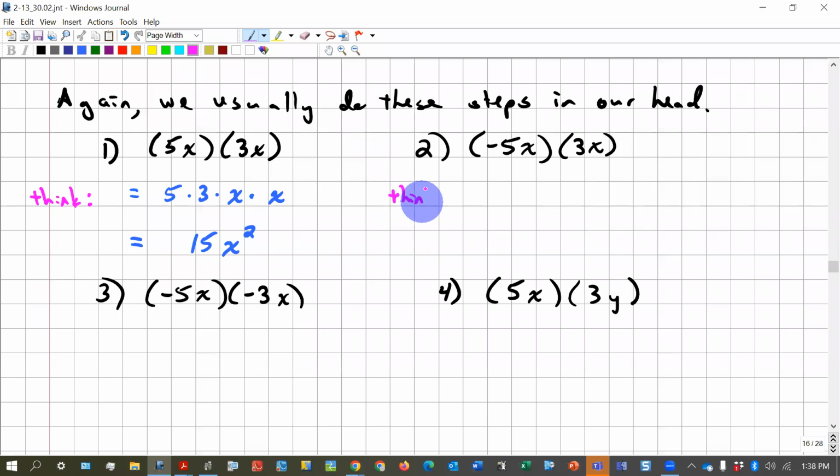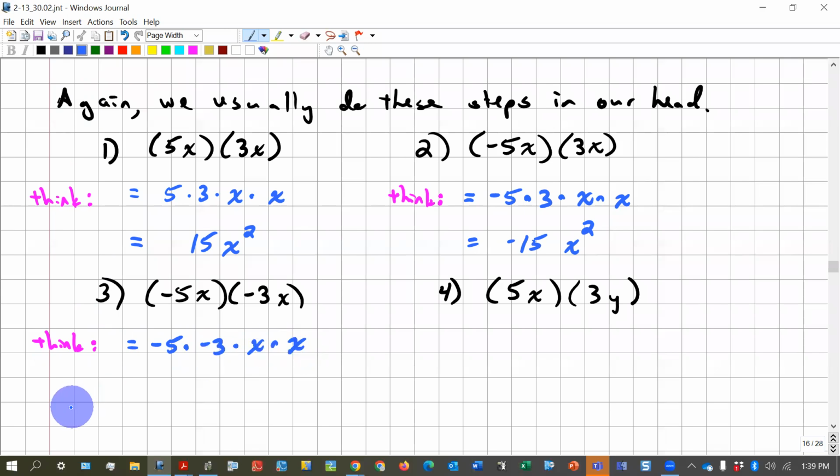So for number 2, we can think of it as -5 times +3 times x times x. So that would be -15x to the second. The third one is the same as -5 times -3 times x times x. So a negative times a negative is a positive, and x times x is x to the second. And you can have the multiplication between the 15 and the x. It can be explicit or it can be implicit. Doesn't matter.